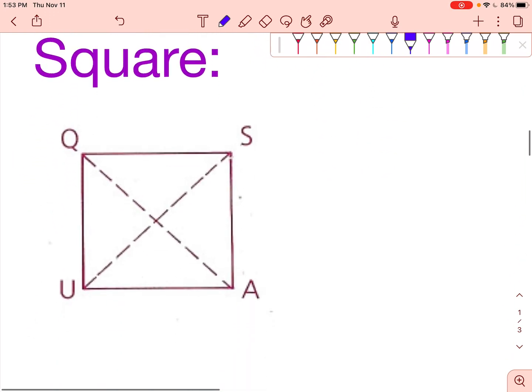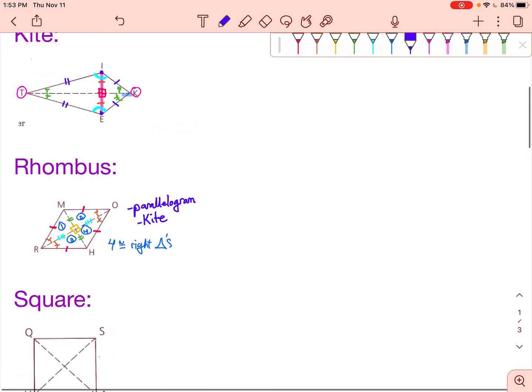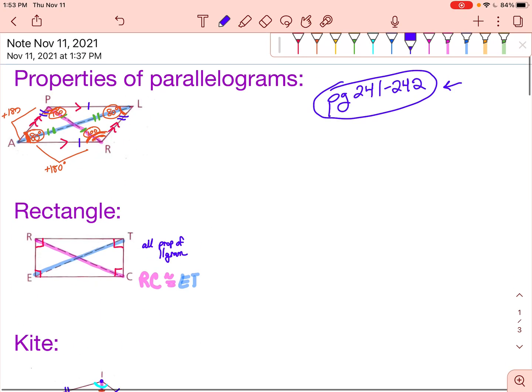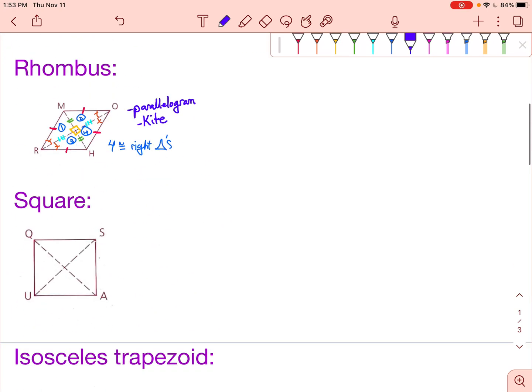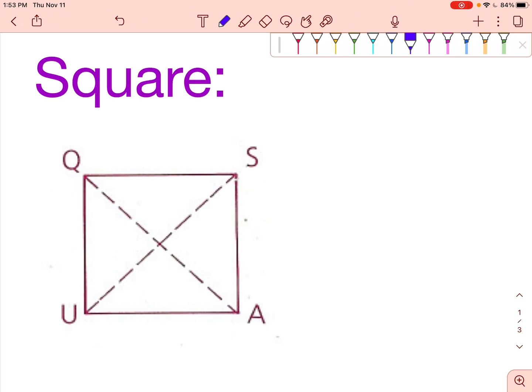Then we have our square. Everything that happens in a rectangle is happening in a square. So go back to rectangle. It's a parallelogram, the diagonals are congruent, and there are right angles. So everything that happened in a rectangle also happens in a square. That means opposite sides are parallel.